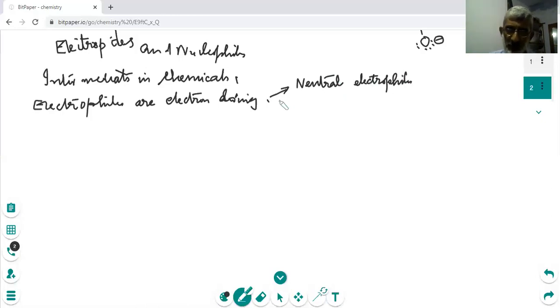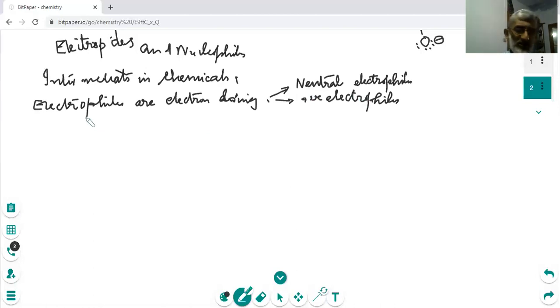And positive electrophiles. Electrophiles which are positive should be electron deficient. That is why you have a positive charge. And neutral electrophiles inherently have some sort of polarity in the molecule.